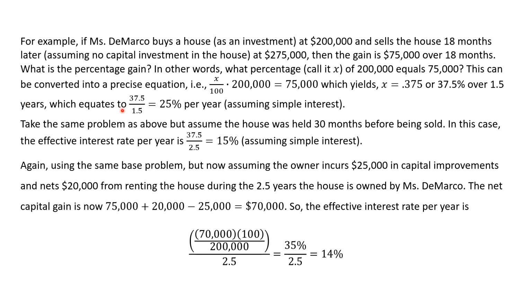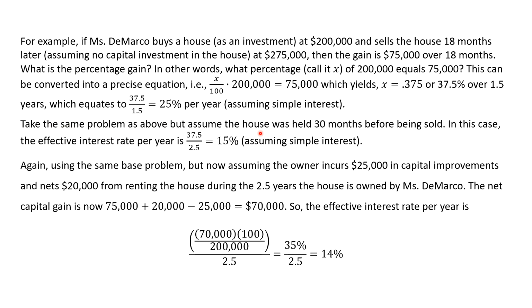And if you want to reduce it to an annual rate, we can just divide this by 1.5 and we get 25%, assuming simple interest. So this would be the effective interest rate per year, and the effective interest rate over the time Ms. DeMarco held the house would be 37.5%. So you could refer to either one of these as an effective interest rate. It's just they're over different time intervals.